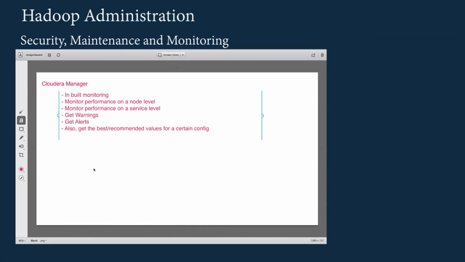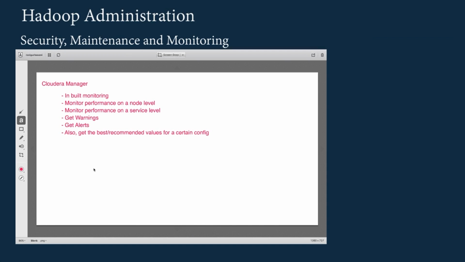All this is part of Cloudera Manager. So once you install Cloudera Manager, you will be getting the facilities of inbuilt monitoring. You can monitor performance on a node level, monitor performance on a service level. You can get warnings, get alerts. Also, you get the most recommended values based on your cluster.